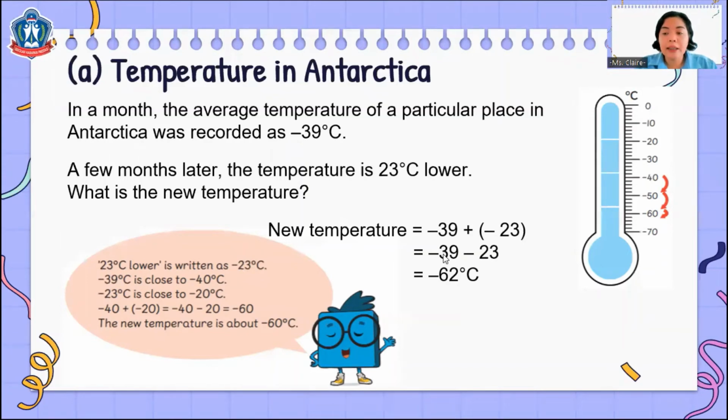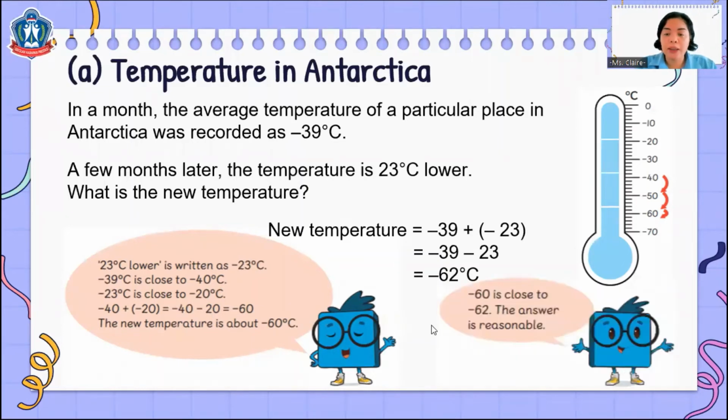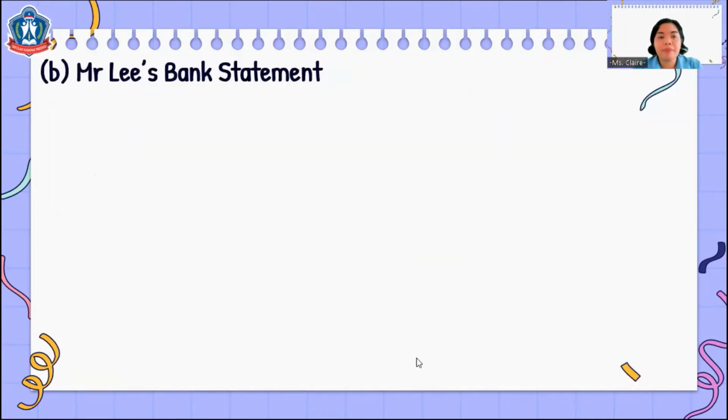Negative 39 is close to negative 40, and negative 23 is close to negative 20. So if we add negative 40 and negative 20, that is negative 60. So it is reasonable that negative 62 degrees Celsius is closer to negative 60. So our answer, which is negative 62 degrees Celsius, is reasonable.